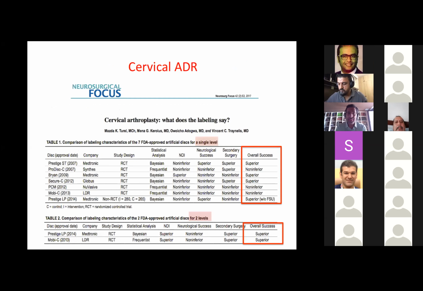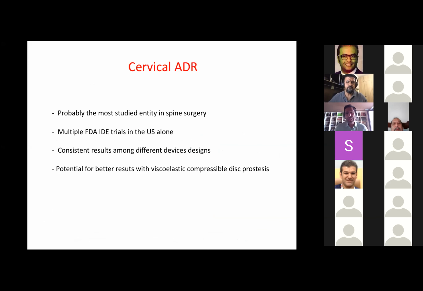to clarify this. And you see here on this very nice study with different devices, 1 and 2 level, you always see that TDR was not inferior. In most of the cases it was superior to ACDF using different study designs, but all of them were RCTs. And it's clear that across different implants, you have very good results.